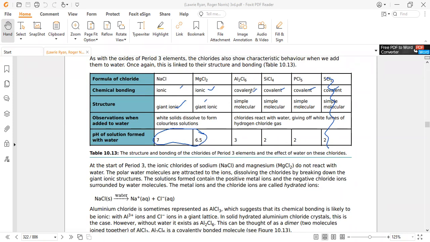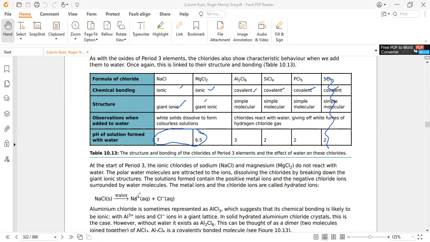And all the oxides that are simple molecular in nature readily react with water. All the chlorides with a simple covalent structure readily react with water to produce an acidic solution. They are all strongly acidic solutions, with aluminum chloride being slightly less acidic. Otherwise, silicon and phosphorus chlorides are very strong acids. Aluminum chloride is classified as slightly less acidic. Ionic chlorides just dissolve in water.